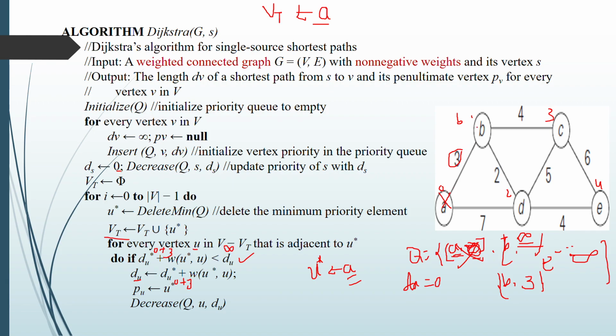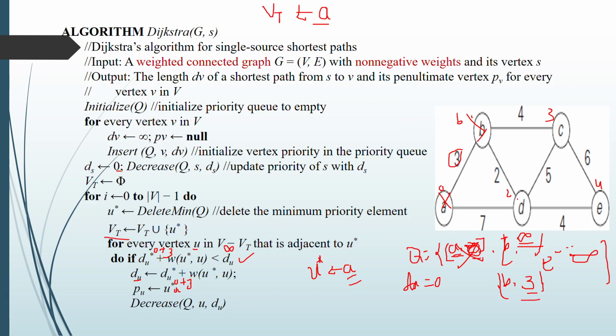Penultimate vertex means what? Last vertex but one. That is A here. Now P of u is what? A it is. Okay, so next is decrease Q of u comma du. That is the thing already done here. B becomes now 3. Next, for every vertex, because for A you have two adjacent vertices, B and D. So now B is over.